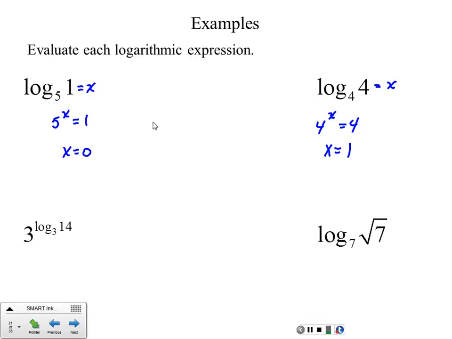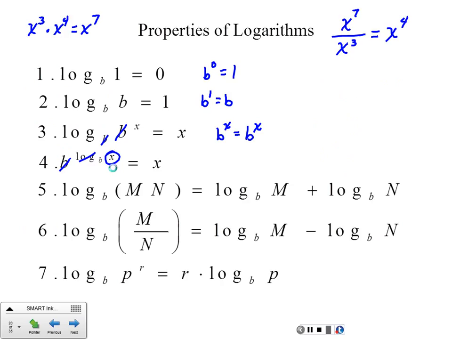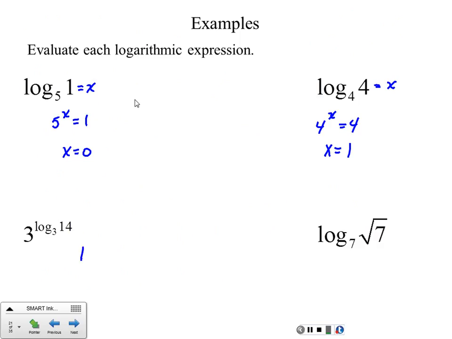Okay, what if your log is in the power and the base of your exponent is the same as the base of your log? What did I tell you? Yeah. They are going to cancel out here, and you're going to get the argument of your exponent, which is going to be 14.